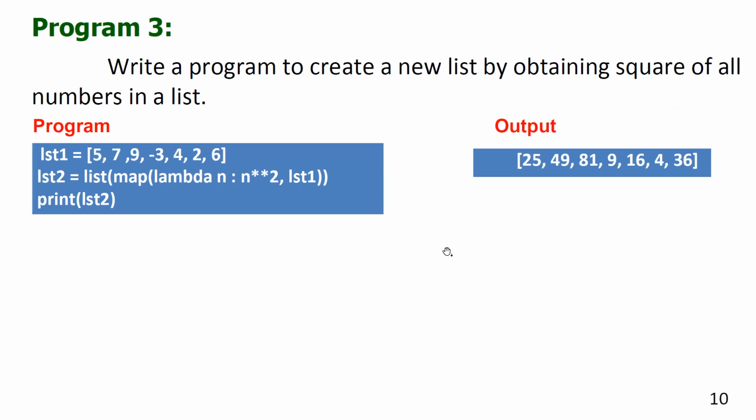Next, the third program. We have to write a program to create a new list by obtaining the square of all numbers in a list. We have already seen this example. Simply we can use the map function to get the square of all the numbers in the list. So lst1 equal to 5 7 9 -3 4 2 6 and lst2 equal to list of map lambda n colon n power 2, and lst1. Simply we are printing the lst2 values. Now the output is 25, 49, 81, 9, 16, 4 and 36. In this example we are using the map function.